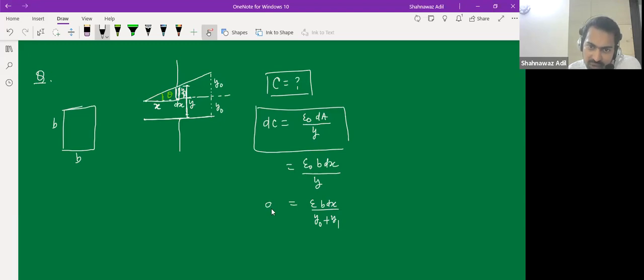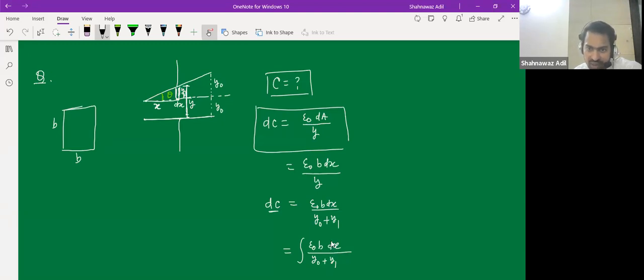So if I want to calculate the capacitance, this is the small capacitance. From the small capacitance, how can I calculate the whole capacitance? Integration. Yes, absolutely right. So I integrate it, and this becomes epsilon naught, this b is constant, this is d, and this is y naught plus y1, right?